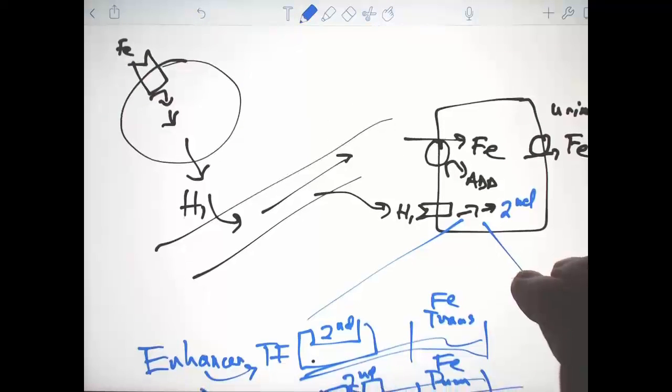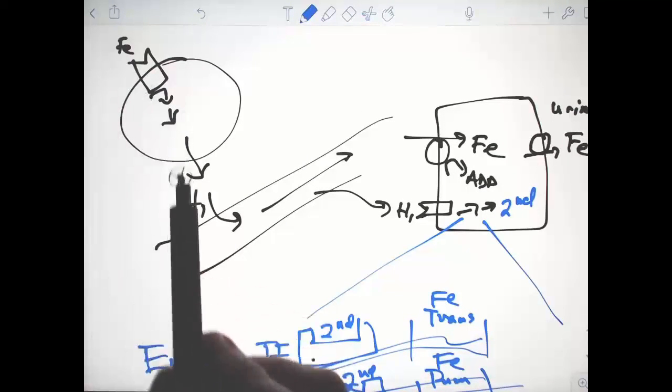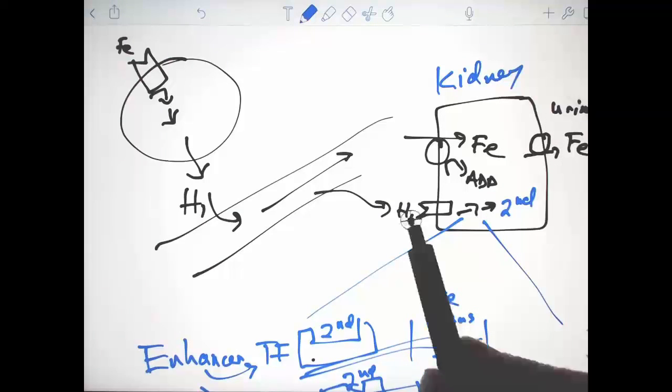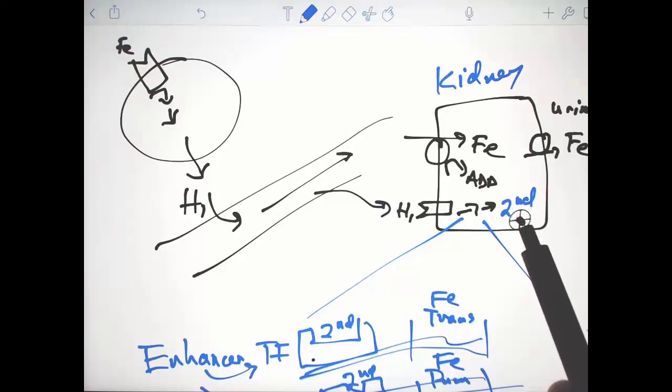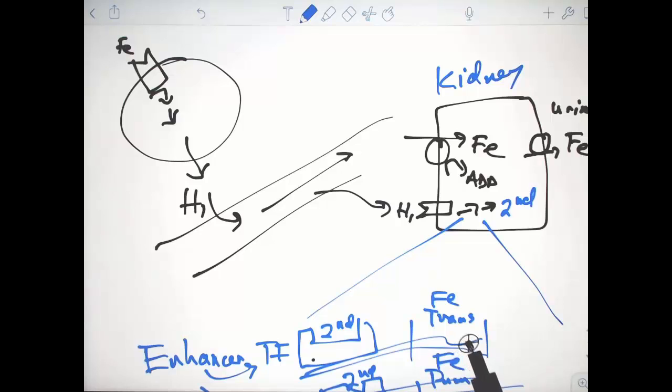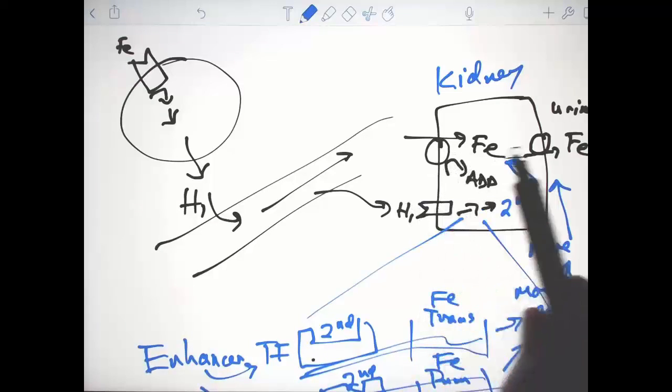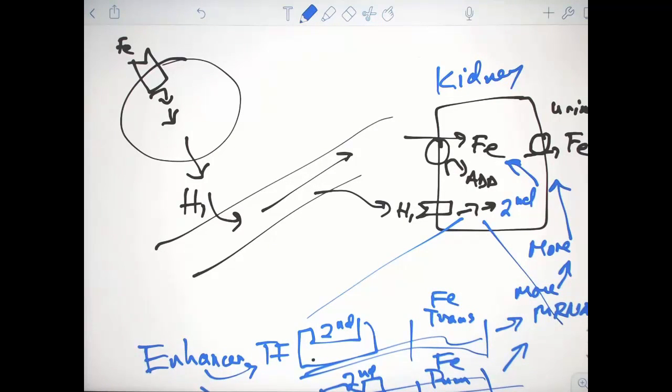So think through our system. When iron is high, we release hormone. When it gets to the kidney, the hormone binds, activates a second messenger. The second messenger binds to a transcription factor, which enhances transcription of messenger RNA for the iron transporter and pump. We get more mRNA and more pumps and transporters. So when iron is high, we successfully get rid of excess iron into the urine.